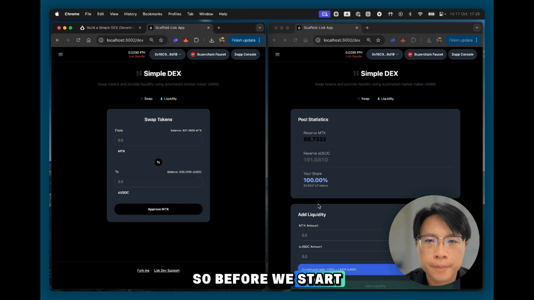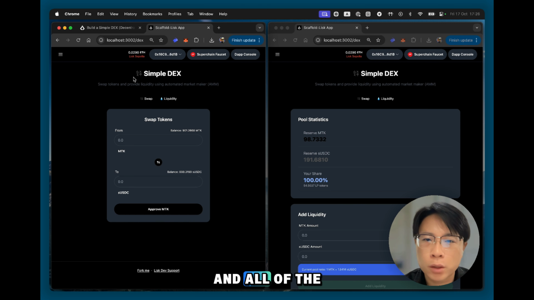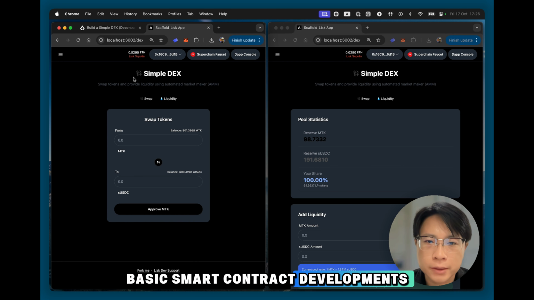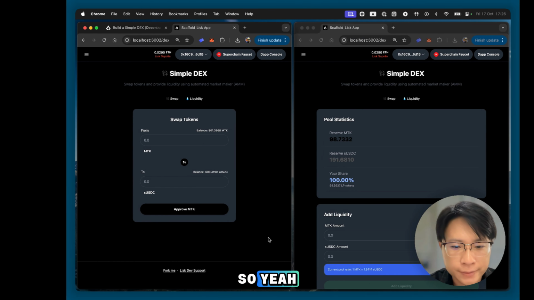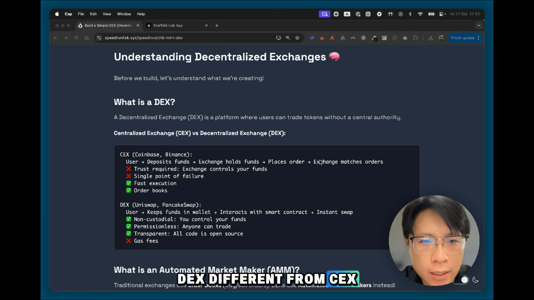Before we start, make sure you have completed weeks 1 through 5, and that you have your token contract ready, along with all the basic smart contract development. Okay, first let's understand what makes a DEX different from a CEX.